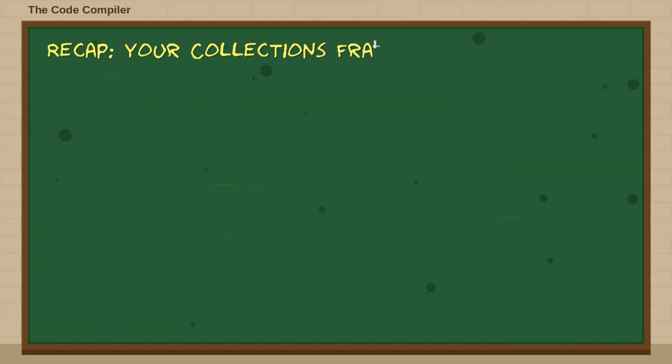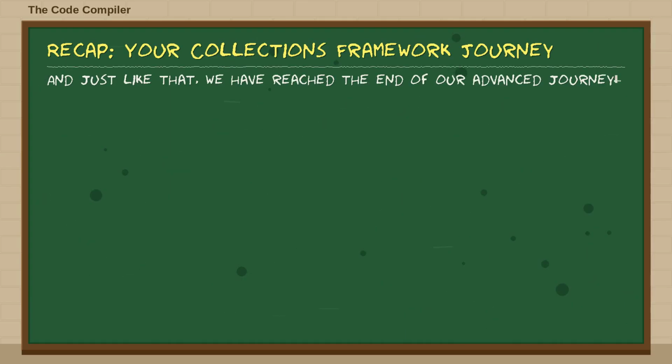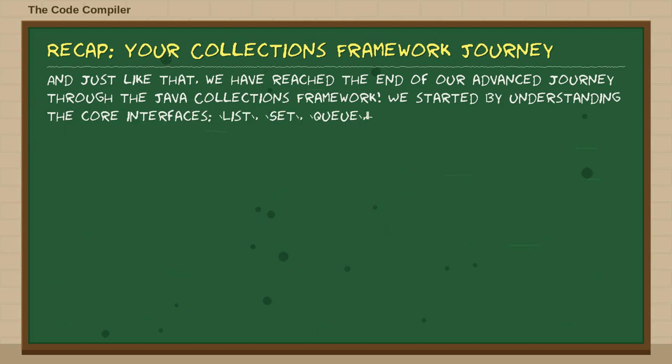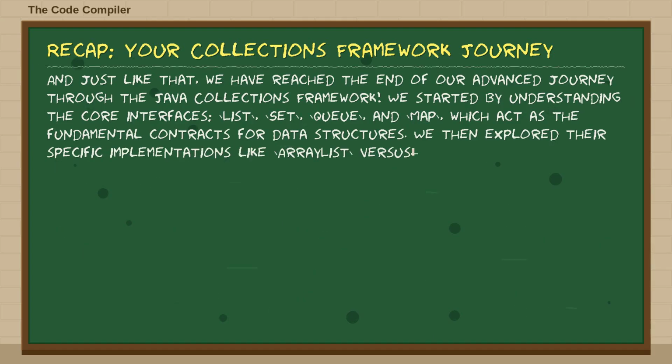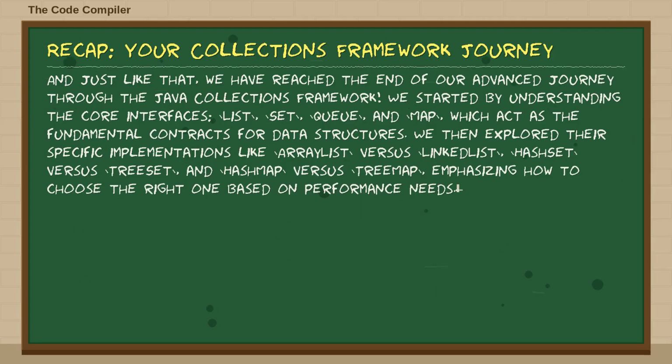And just like that, we have reached the end of our advanced journey through the Java Collections Framework. We started by understanding the core interfaces, List, Set, Queue, and Map, which act as the fundamental contracts for data structures. We then explored their specific implementations like ArrayList versus LinkedList, HashSet versus TreeSet, and HashMap versus TreeMap, emphasizing how to choose the right one based on performance needs.